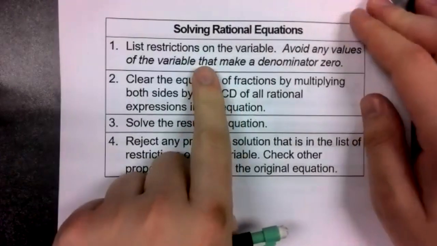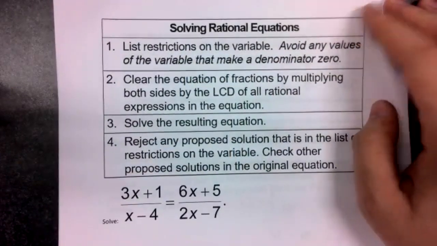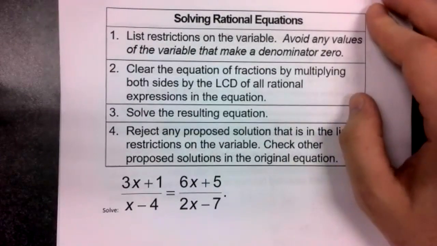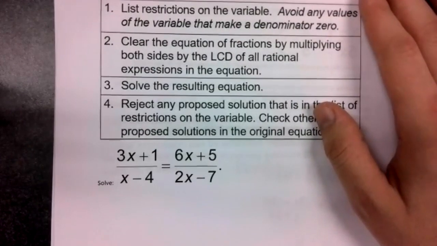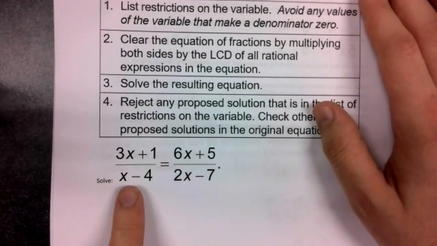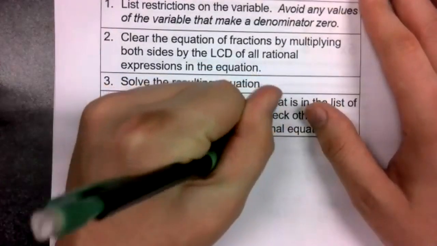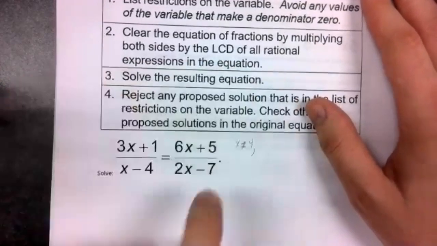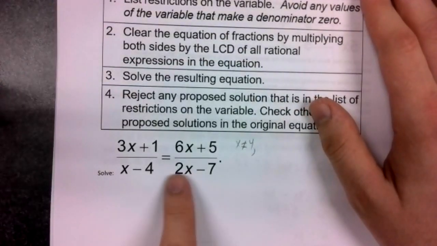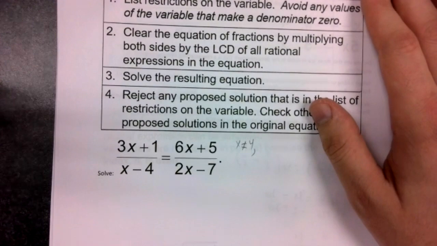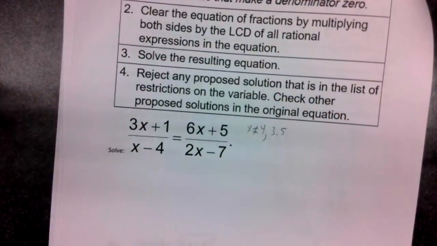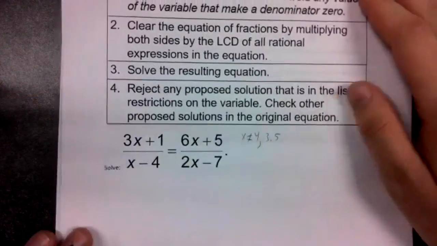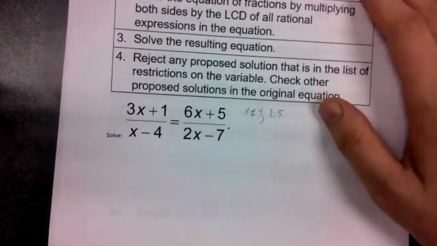So the only special thing is we might have to list the restrictions that we have on a variable, okay? And the restrictions are we don't want the denominators to equal 0, okay? So if I look at these, this one's pretty obvious, right? x can't equal 4, because if it equals 4, we divide by 0. So x cannot equal 4. In this one, if I set this equal to 0, we find out that x can't equal 3.5. Okay? So x can't equal either of those values, right? Which is not a problem.